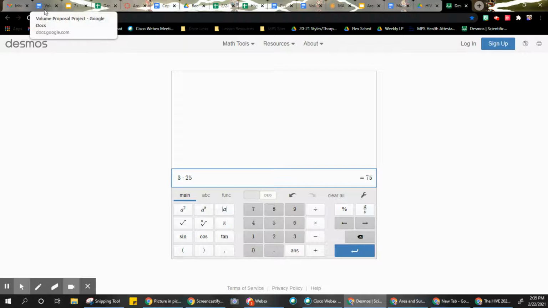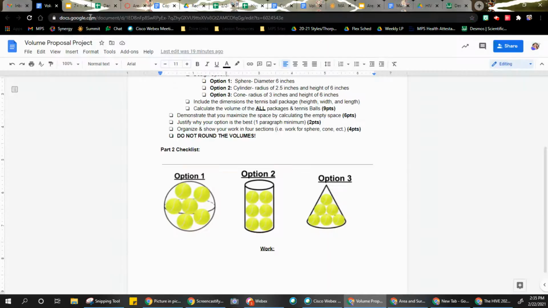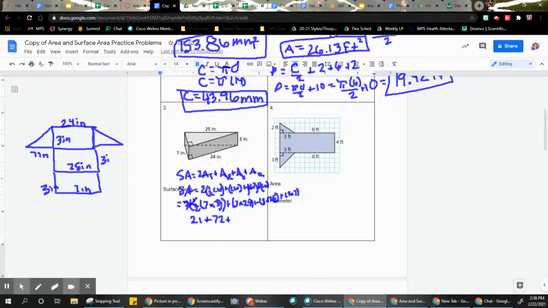And I'm going to click back over here. Oops, that's the wrong one. Which is going to be, and you know what? 3 times 25 is 75, but I plugged in a wrong number. This is not 3 high. This is 7 high and 24 long. So this is 24 and this is 7. So that actually changes what goes in here.